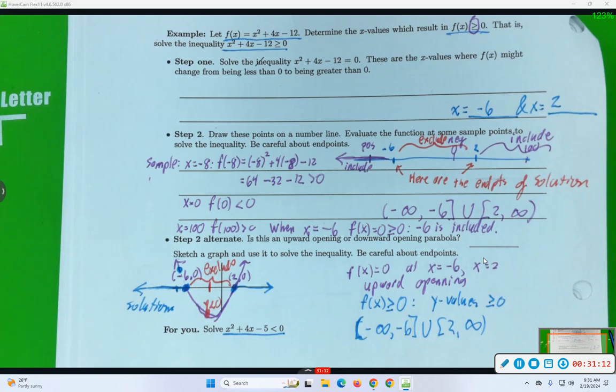Cool. People feeling good? People want more time before we discuss? All right. Well, let's hear it then. What is the solution to this inequality?